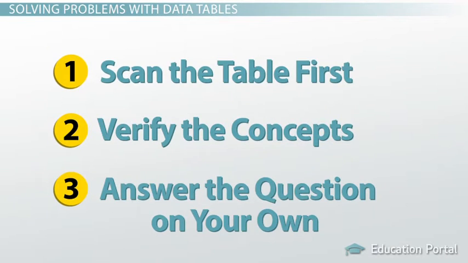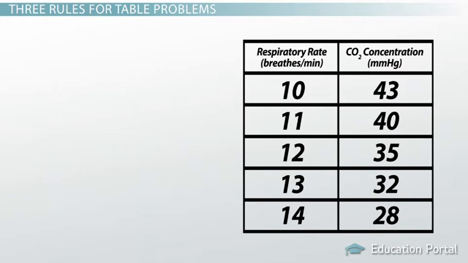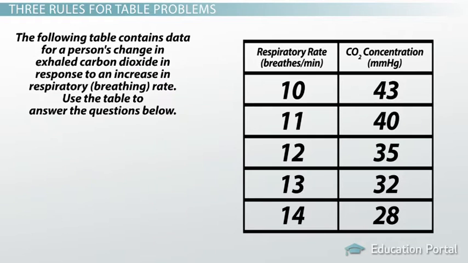Fortunately, you can learn a few simple rules that will help you streamline your process. Let's take a look at two test examples and learn how to get through these pesky table problems. First, we'll check out a two-question problem involving a two-column table. It reads, the following table contains data for a person's change in exhaled carbon dioxide in response to an increase in respiratory or breathing rate. Use the table to answer the questions below.